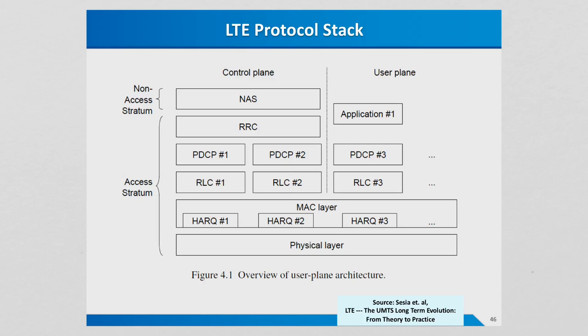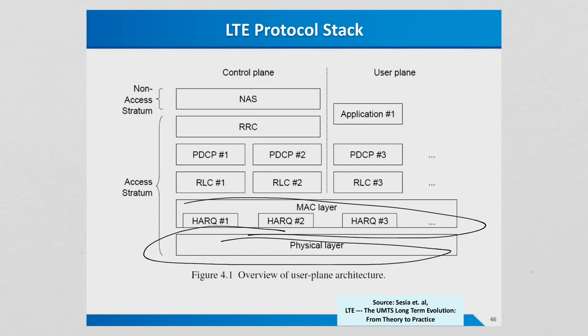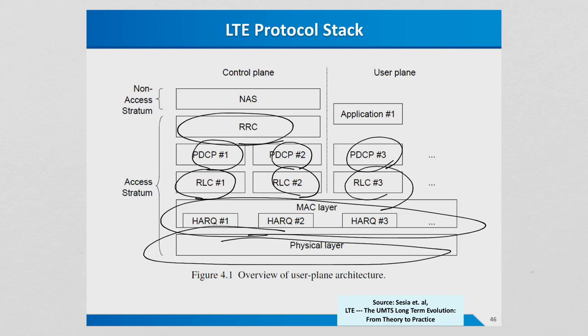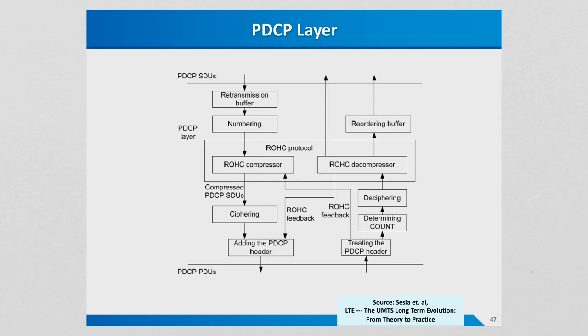And this is yet another view of the radio protocol. So again, you have the physical layer at the lowest layer, you have a MAC layer. The MAC layer handles one or more hybrid ARQ sessions, and then above that you have some RLC sessions, and you have some PDCP sessions. You have one RRC session, and you have the user applications. So let's talk about some of the layers in a little bit more detail.